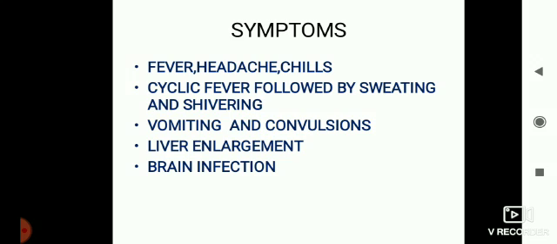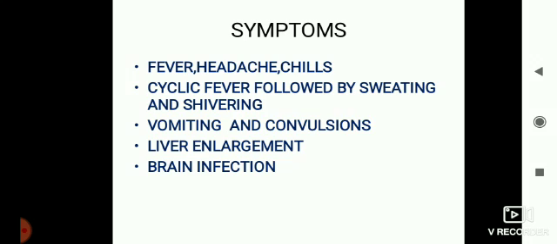What are the symptoms of the malaria? Fever, headache, chills, and cyclic fever after 24 hours or 72 hours. It is followed by sweating and shivering, vomiting and convulsions. Convulsions we are knowing, liver enlargement and brain infection. So it is a quite dreadful disease. Sometimes the person goes into coma and finally there is death.